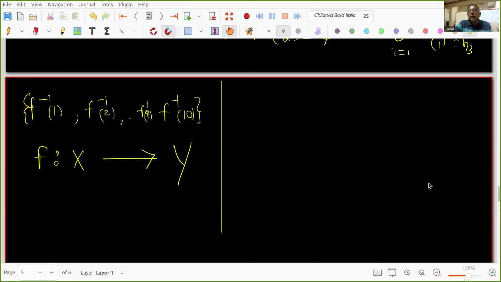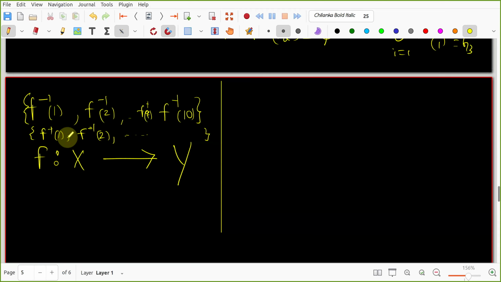Okay, Sujit Kumar, you have some doubt? Yes, sir. Can we take the set equal to F inverse 1, F inverse 2, F inverse 3, dot dot dot, for every natural number? Yes, I'm just writing whatever you're saying, and correcting it: for every natural number. Okay, what is their union?